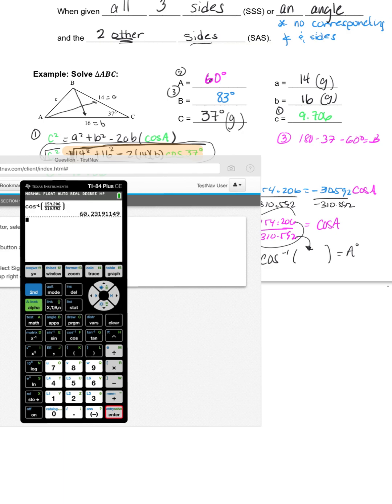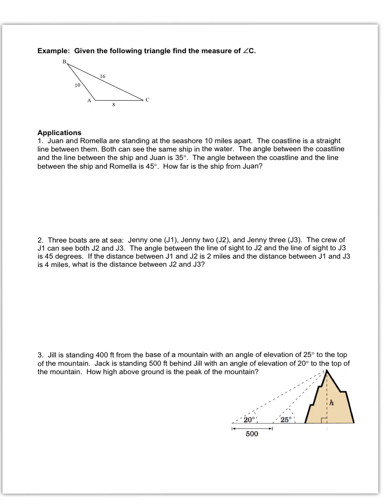Okay. All right. Our last page, let's look at this next example. It says, given the following triangle, find the measure of angle C. Notice that we're only finding one. So we are looking for angle C right here. Remember, that means we have to use sine or cosine because it's not a right triangle. So we'll do one of those laws. If you notice that we have three sides, you cannot do law of sines, because we don't have a corresponding angle. So because we have three sides and no corresponding angle, we're going to do law of cosines.